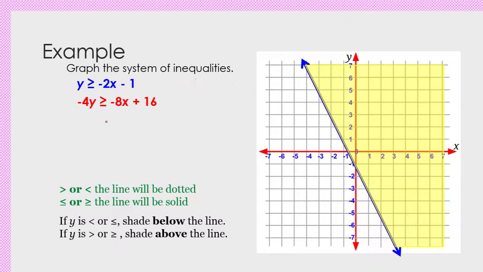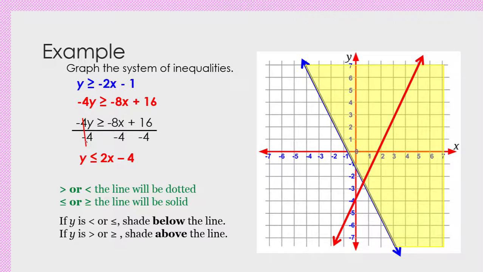Next, we have negative 4y is greater than or equal to negative 8x plus 16. It is almost in slope-intercept form, but not completely. We need to get rid of that negative 4. So we need to use the opposite operation and divide everything by negative 4. And remember, if you multiply or divide by a negative number, you must switch the inequality sign. So y is less than or equal to 2x minus 4.